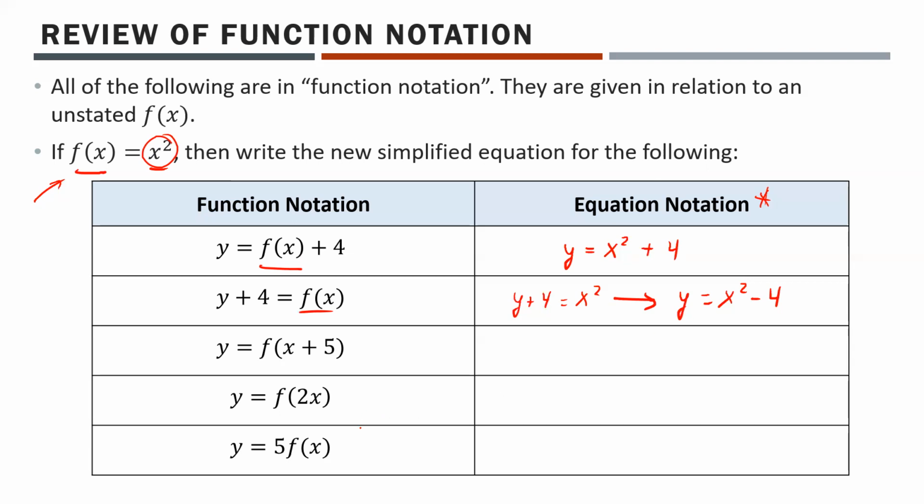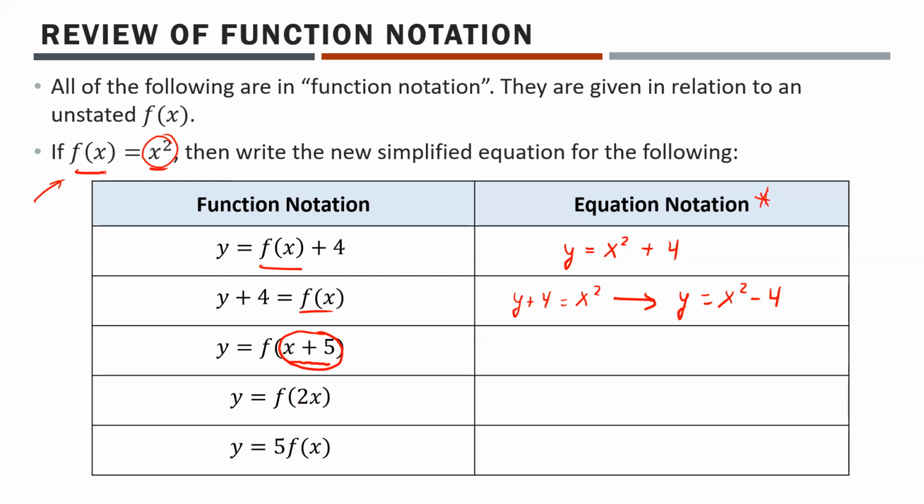Now this next one's a lot trickier. Notice this next one says y is equal to f of x plus 5. This is our function notation. So this is not even saying what our function is, right? What this means is instead of plugging x into our function, we're actually plugging in x plus 5 where x should have been. Watch what I'm going to do with this one.